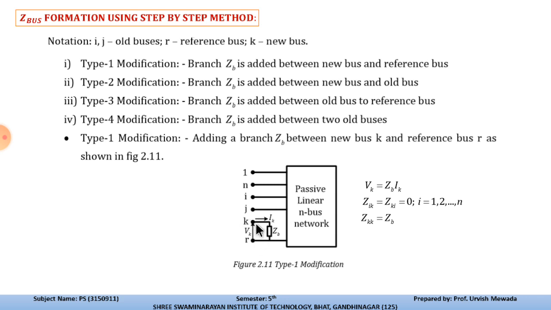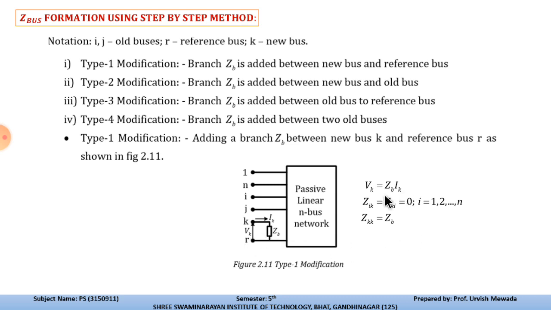This is the K line, which indicates that this is the new bus, and R is the reference bus. So here we are adding the ZB between K and R. Here we have some notations of the given circuit. For the kth bus, meaning bus K, the current from K is IK, and we have added an impedance, that is ZB.